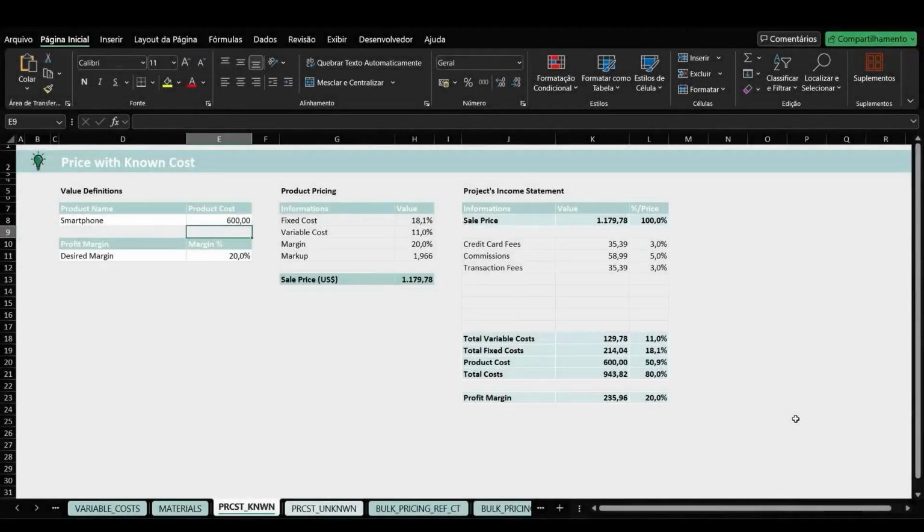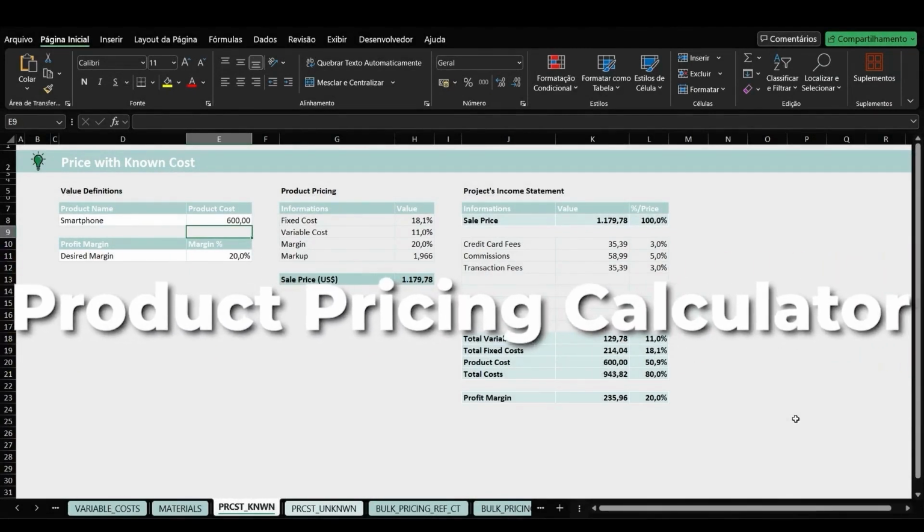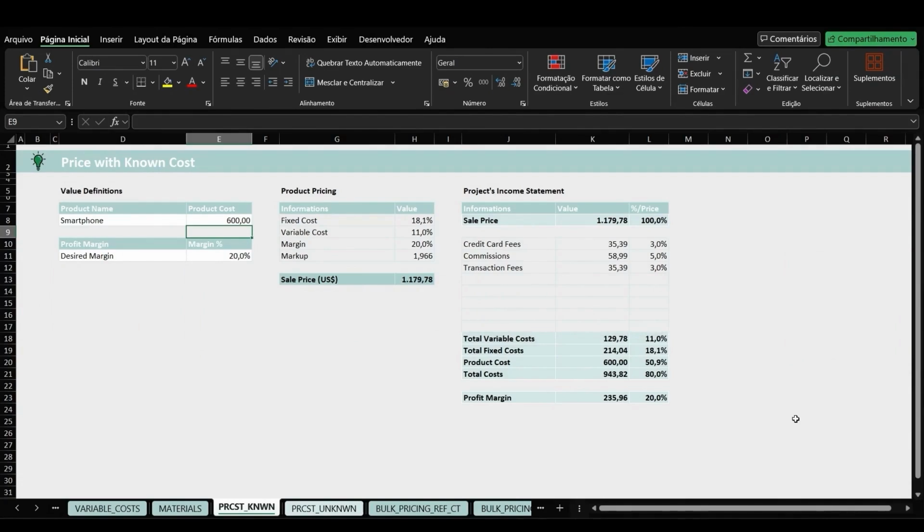In this video, I'm going to show you this Excel spreadsheet that you see on your screen, which is designed to calculate the selling price of products. So if you buy and sell products and want to know the selling price you need to set to achieve a certain profit, this spreadsheet will help you out.